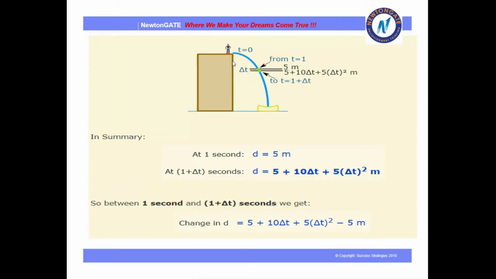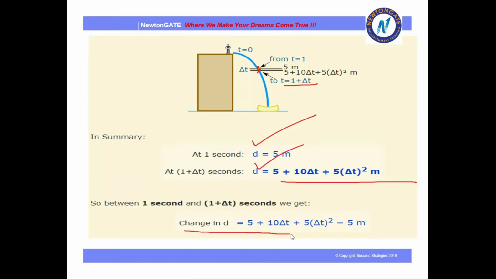Here I have shown it pictorially. Here at t equal to 1, this is the position, and let delta t be a very small amount of time like this. So here t is 1 plus delta t. In summary, in 1 second it has travelled 5 meters, and in 1 plus delta t he has travelled this many meters. As you can see, there is a slight change in the distance.